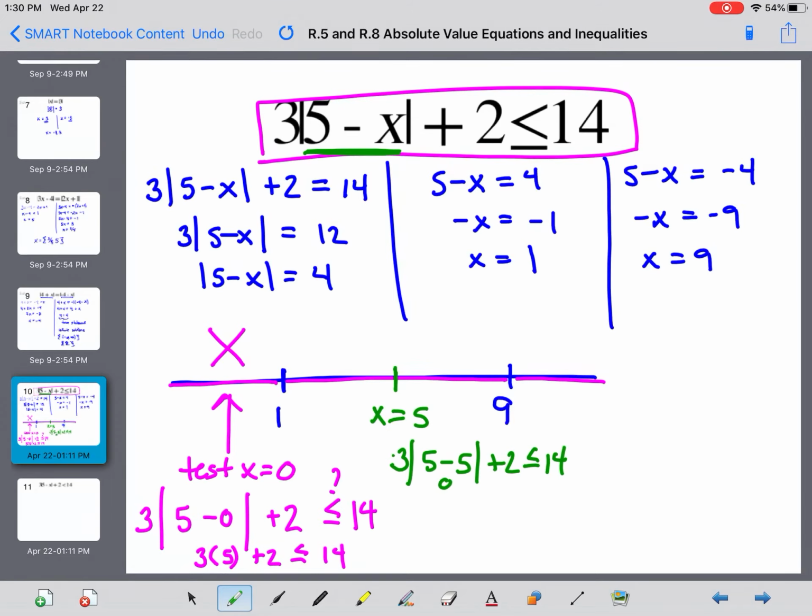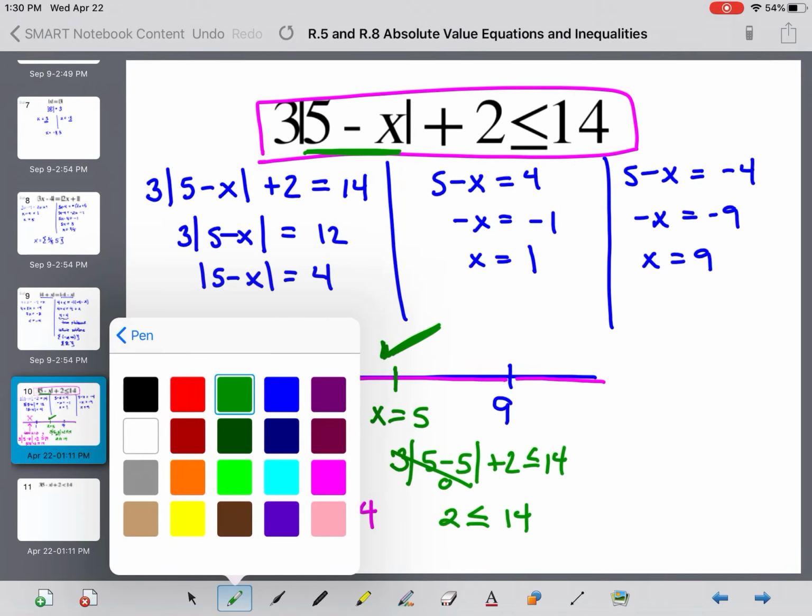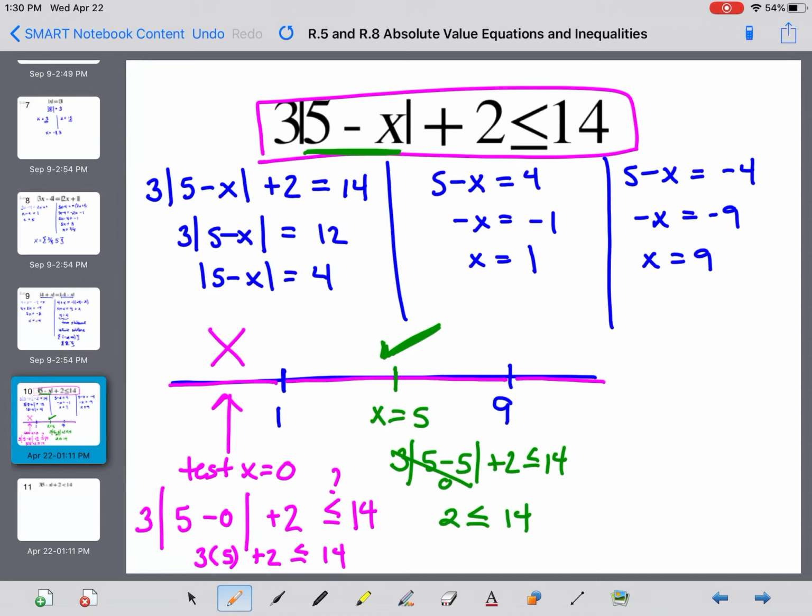So let's see, that's going to be 0 inside of there. So this whole thing goes away. So is 2 less than or equal to 14? The answer there is yes. So I'm going to put a little check mark right there because that interval worked. Now I have one more interval to test. So let's test something that's bigger than 9.